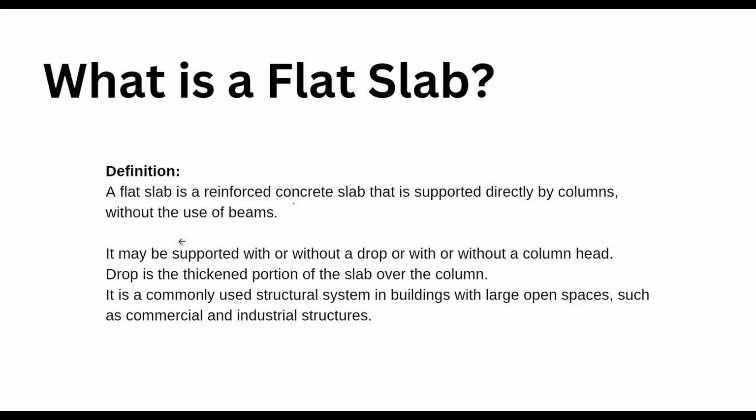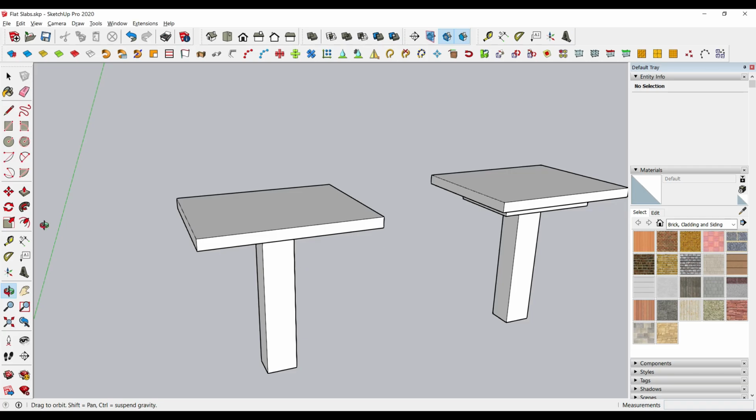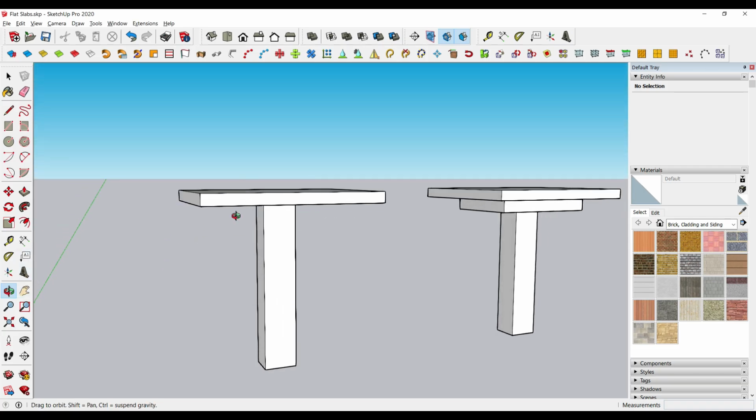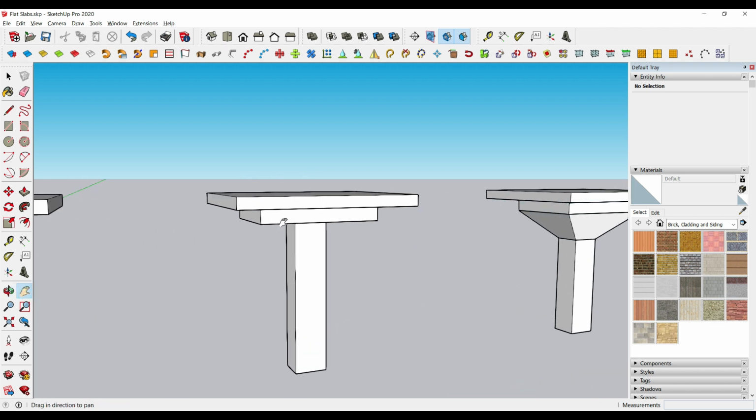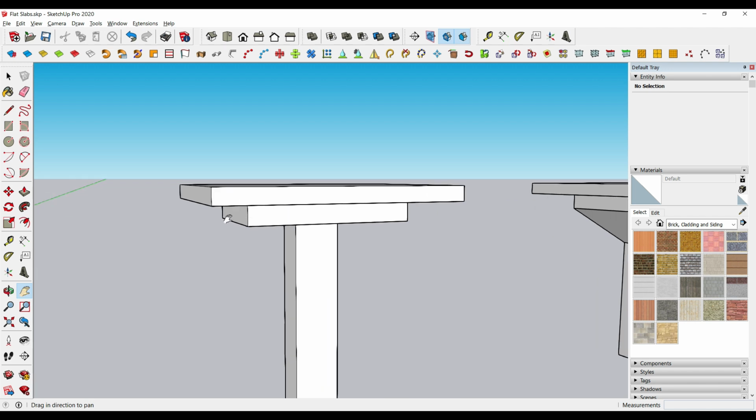Then, following up with that, it may be supported with or without a drop, or with or without a column head. What I mean by this is the two conditions that we have over here. The first condition is this, where the slab is actually sitting on a column. The second condition is this, where the slab is there and then we have something called a drop over here. You're seeing the second portion, right? This is called a drop, and then we have a column.